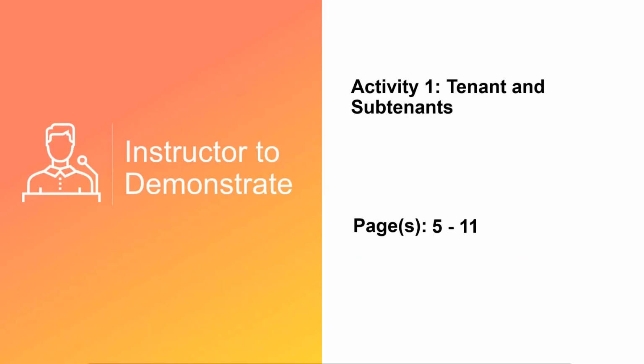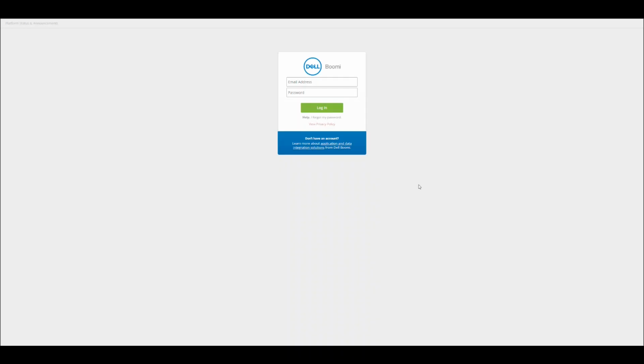The demonstration that follows will be an activity to show you how to create a subtenant within your main tenant named BoomiFlow Essentials. Let us begin by going to platform.boomi.com/#login to access the Boomi AtomSphere platform. So just enter your credentials for logging into Boomi AtomSphere.